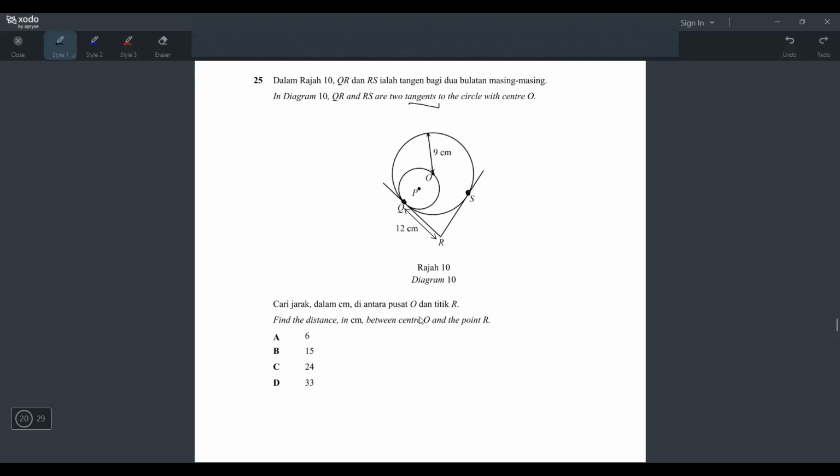Okay, find the distance in cm between O and R. Where is it? Between center O and R. So I think it's this distance, right? So how can we find this distance? Okay, first of all, if we have two tangents and the two tangents intersect like this, there is something you need to hafal here, right? So imagine this is the circle, and there are two tangents, and these two tangents intersect at one point. What will be the angle when you draw from the center to the tangent point? Remember, when you draw from the center of the circle to the tangent point, it will always be 90 degrees, right? It will always be 90 degrees.